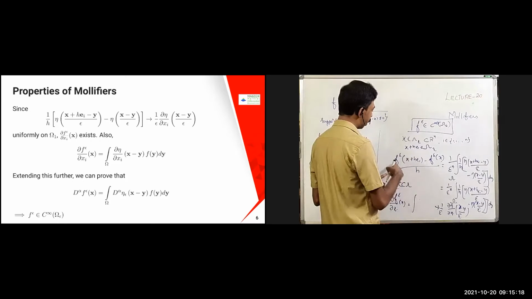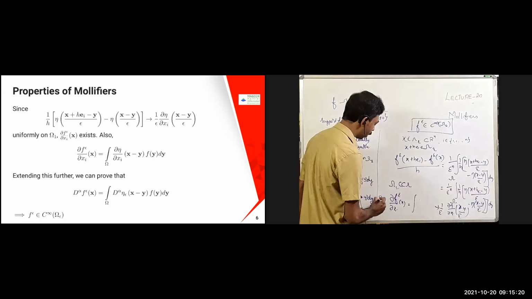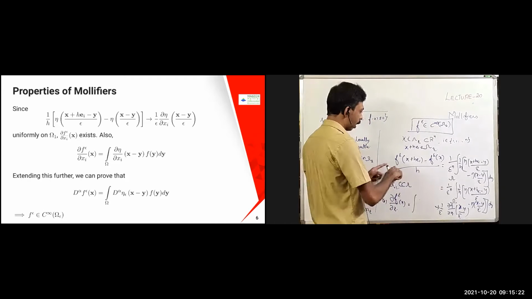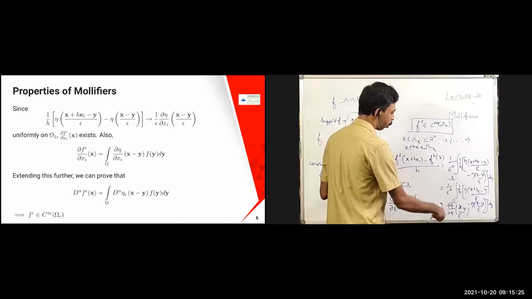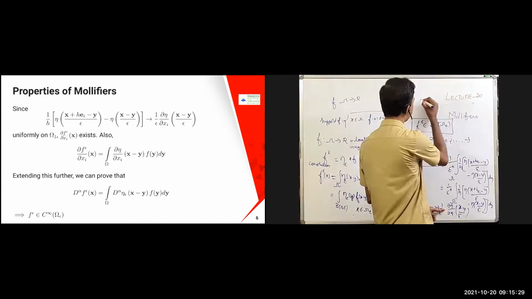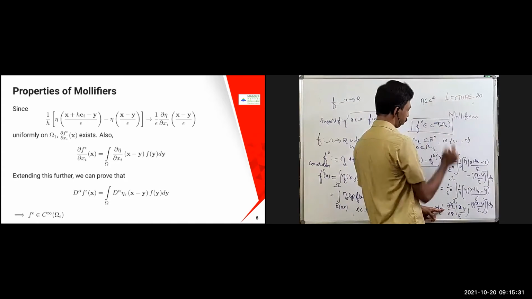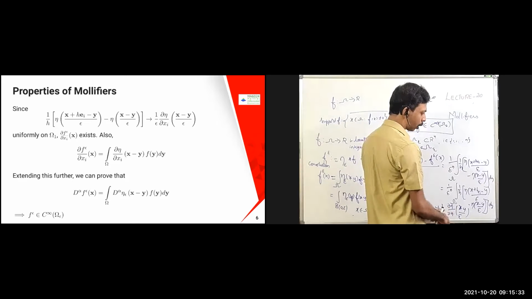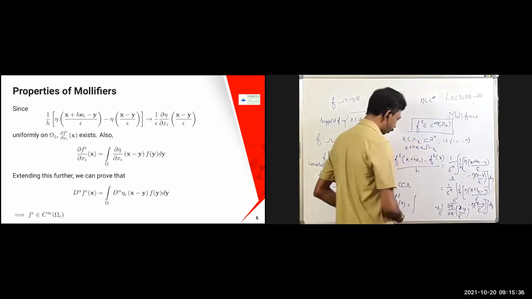Whatever I did, now just take this as some g_ε(x). Apply the same concept here, because every time this is differentiable, because η belongs to C infinity. Therefore, this time η belongs to here, therefore this is going to exist.